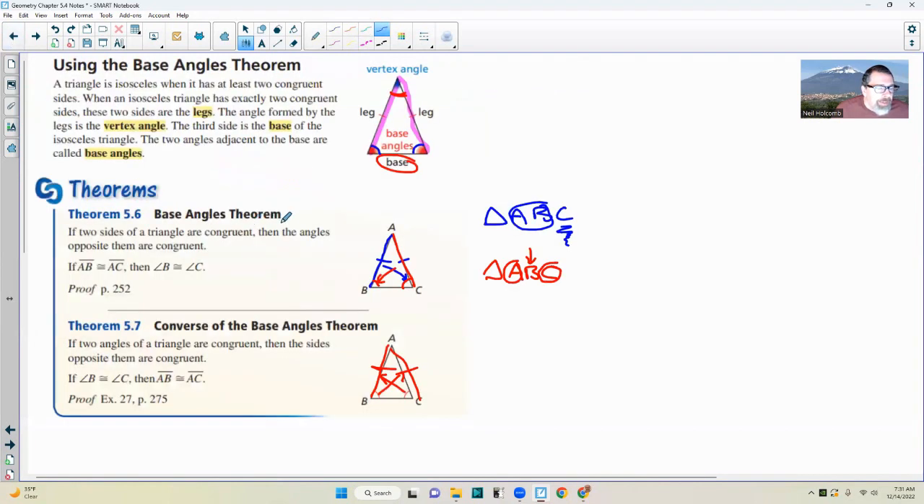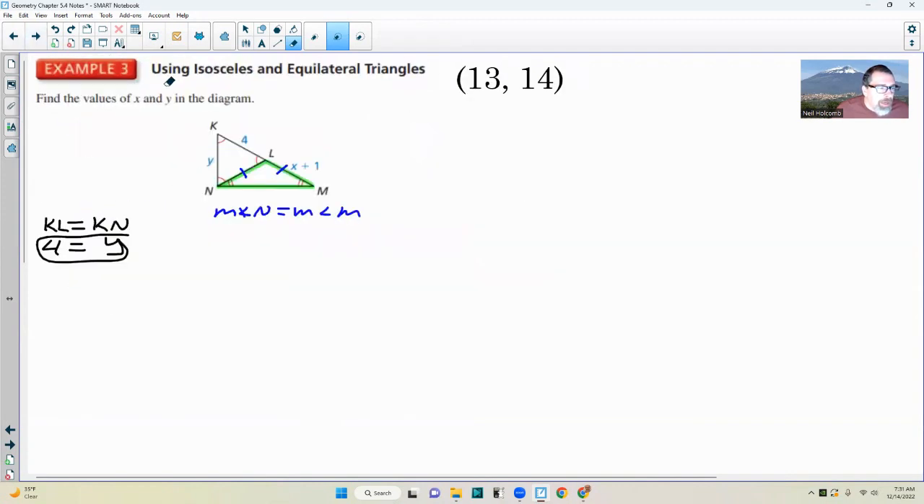It's the base angle theorem. If the two base angles, and this is all messy now, if the two base angles are congruent, then it's this one here, it's the converse. If the two base angles are congruent, then the sides opposite are congruent. So let me go back to that problem.